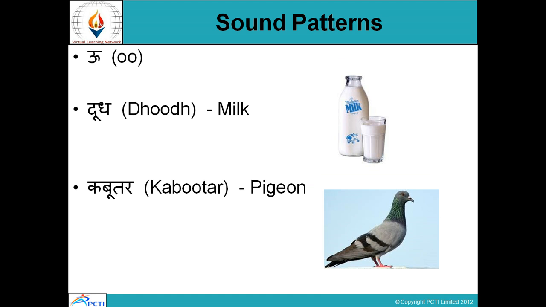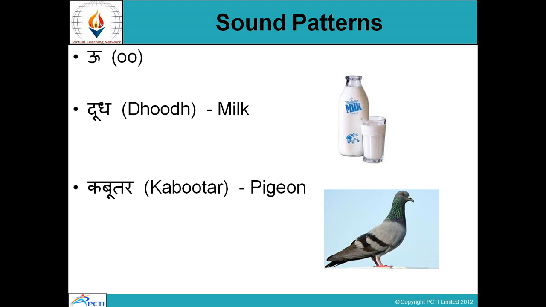Next is oo. It's a long sound of oo. You can see how we represent this sound in the word. It's doodh. On the d we have this symbol. It moves to the right hand side. Doodh. Doodh is what? Milk. Cow gives us milk. The nutritious diet. Milk. We call it doodh.